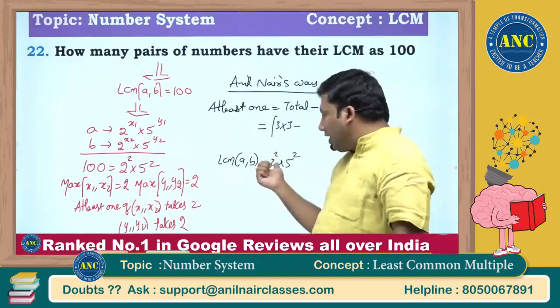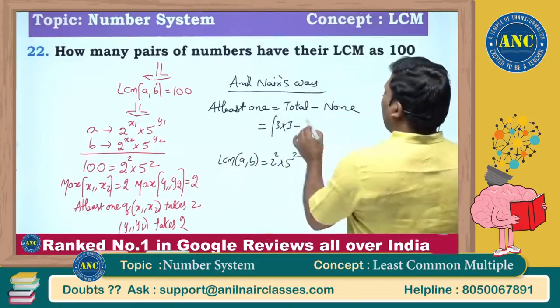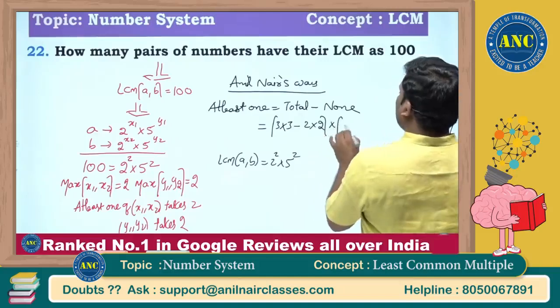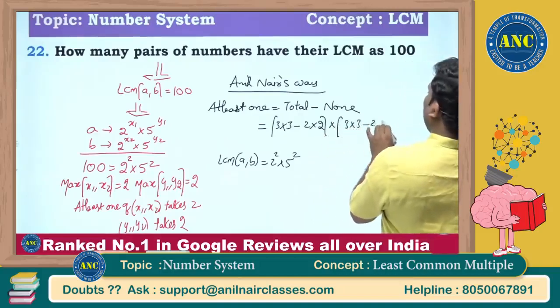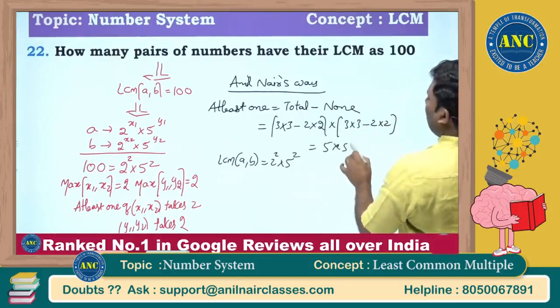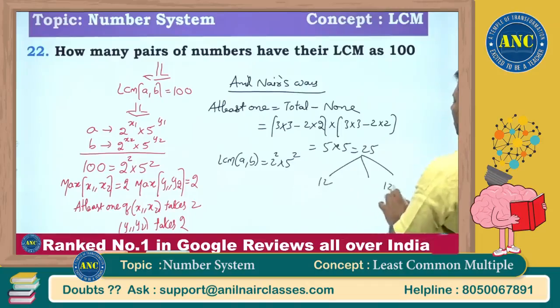None. Don't take 2 power 2. What are the remaining cases? 2 power 0, 2 power 1. 2 cases. B also 2 cases. Since the powers are the same, the same expression will be repeated. 9 minus 4, 5. 5 times 5 gives 25? No, the 12 cases: 12, 12, 1.